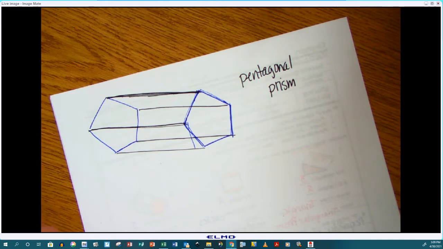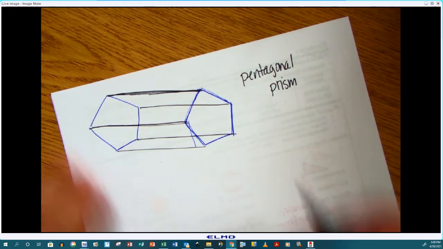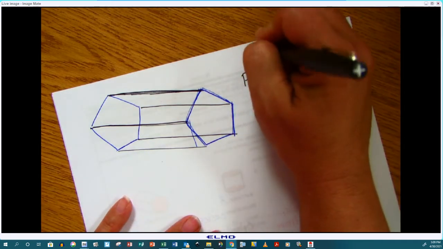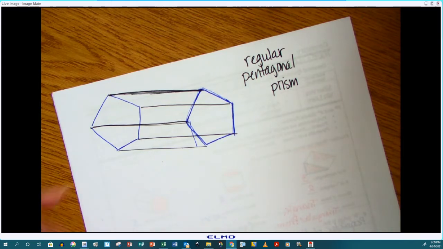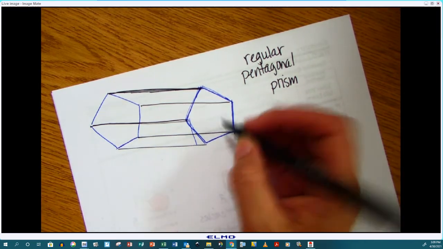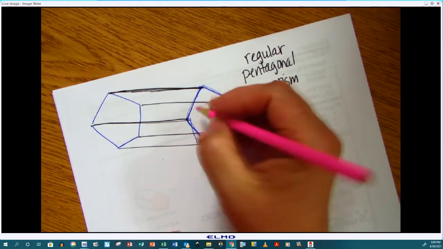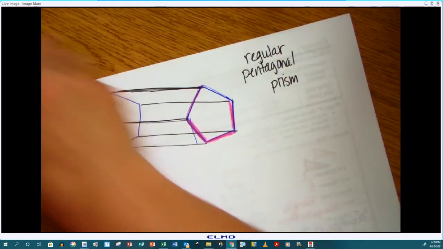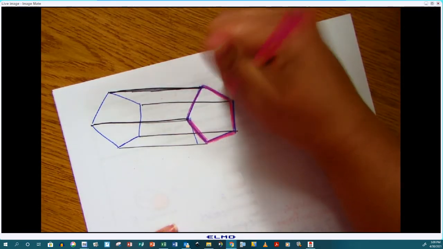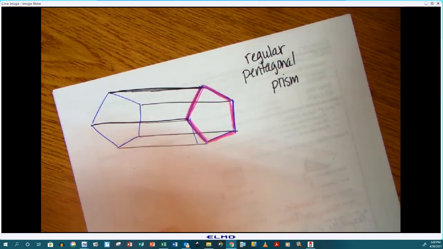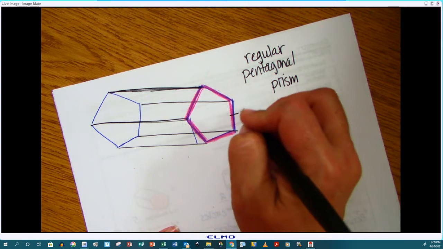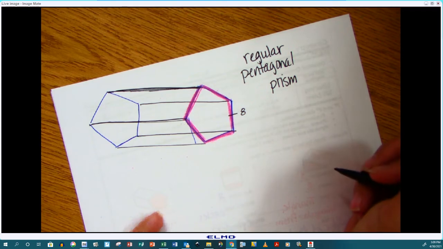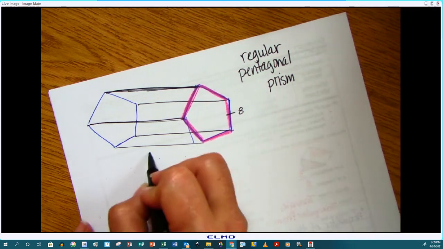Okay, now, let's say that it's going to be a regular. So we'll even call it a regular pentagonal prism. That means a regular pentagon. We're going to have to use PA over 2. So we're going to look at this pentagon right here because we only need one of them. All right, so let's say that the sides of our pentagon are 8. And so let's say the height between them, we'll go with 15.